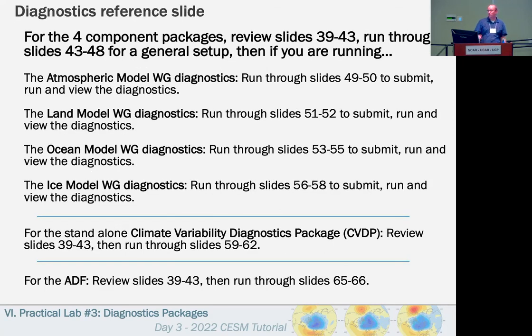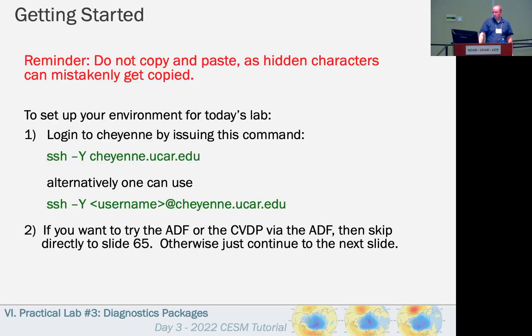So real quick, what we're going to do is go through a couple of basic steps that everyone has to do. And I'm going to put the slide back up and leave it. But essentially, you then want to go to these specific slides for the particular component you're interested in. And note as well, that includes the CVDP below, if you want to just run that, or the ADF, which can be the ADF standalone or the ADF plus the CVDP. So real quick, and we'll start this in 2 minutes, but basically we're going to SSH into Cheyenne.